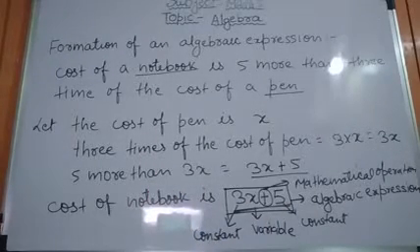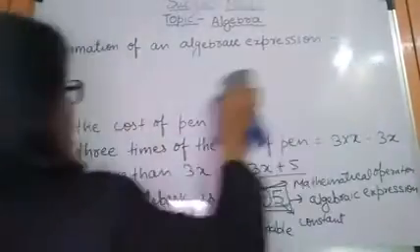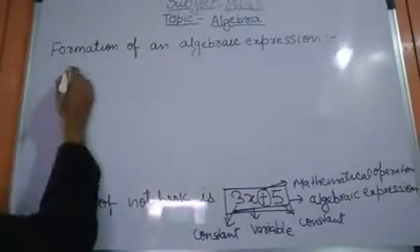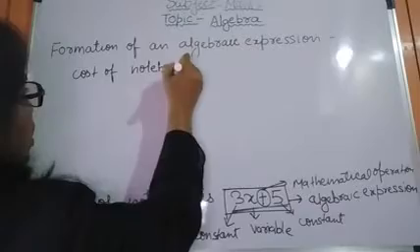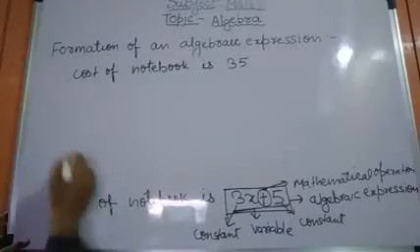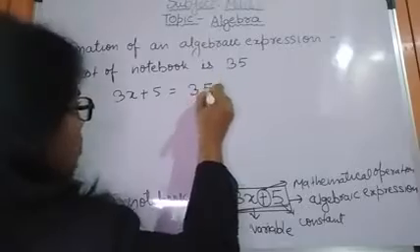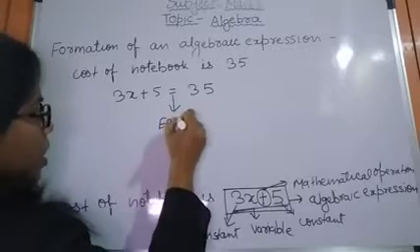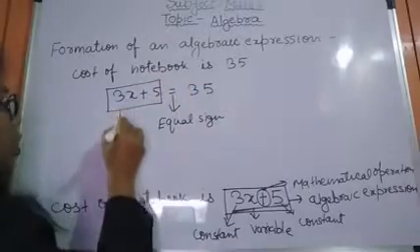Now if I tell you that the cost of the notebook is 35, then we can write 3x plus 5 is equal to 35. Now just observe this equal sign.